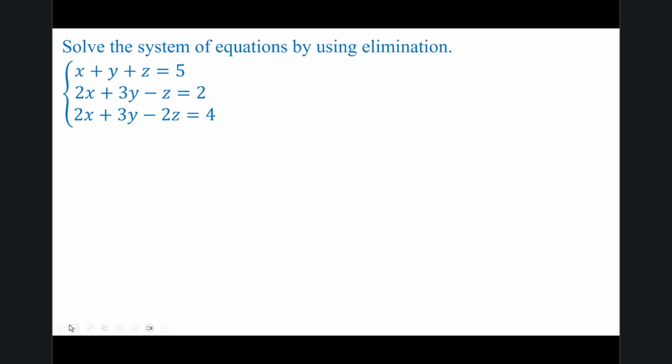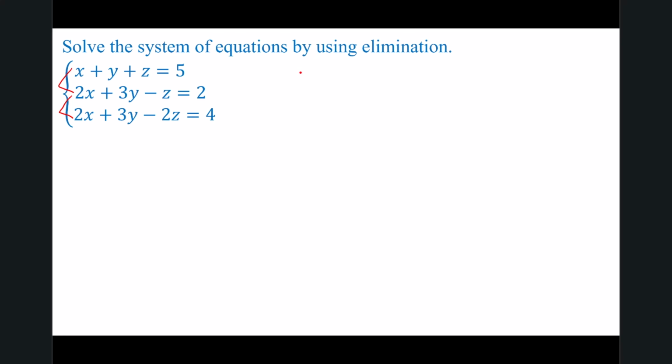Here we can choose to eliminate x, y, or z first by pairing these equations into 2 different pairs. I'm going to choose to eliminate x. I'm going to pair these 2 equations and then these 2. So for the first 2 equations, I'm going to multiply the top one by -2. That way I'll have a -2x and a 2x, and when I add them together, the x will be eliminated.